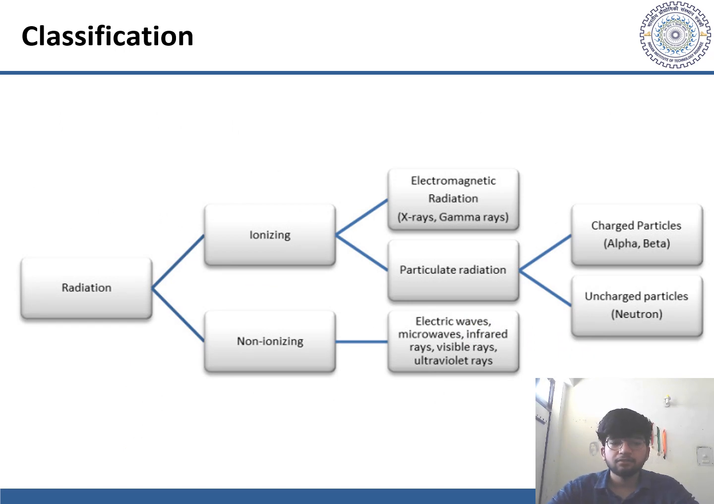So the classification of the radiation can be done as this: ionizing and non-ionizing. Ionizing can be classified into electromagnetic radiations and particulate radiations, that are charged particles, neutrons and charged particles. And on the other side, non-ionizing radiation, examples are electric beam, microwave, infrared rays, visible rays, ultraviolet rays.